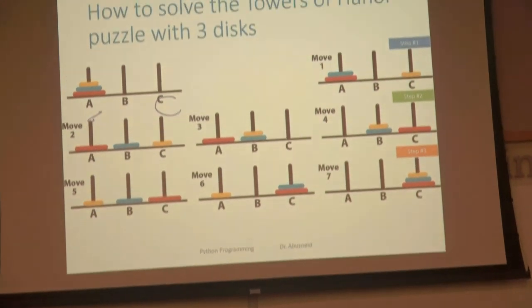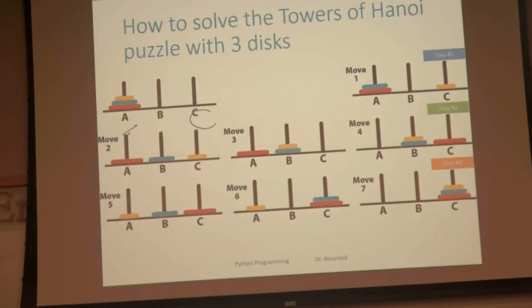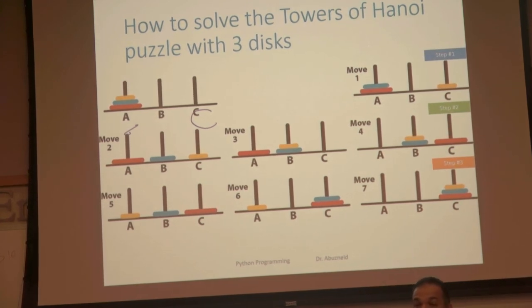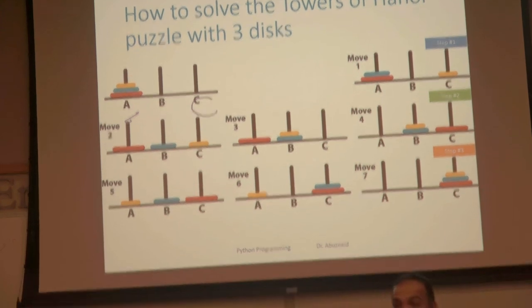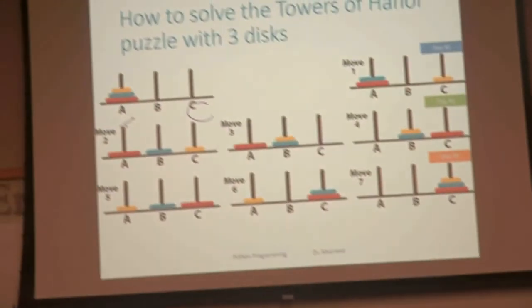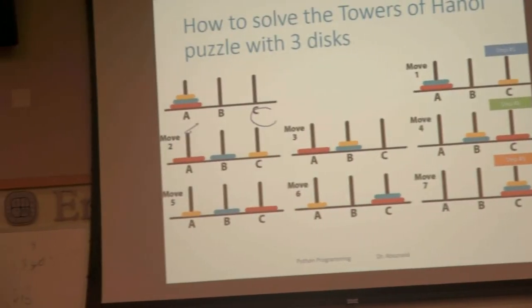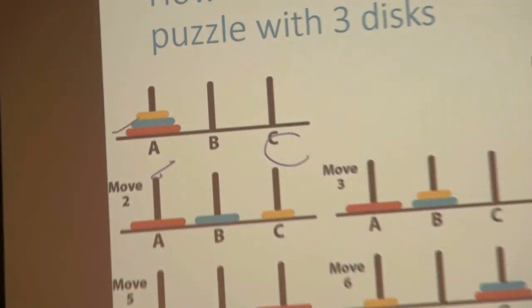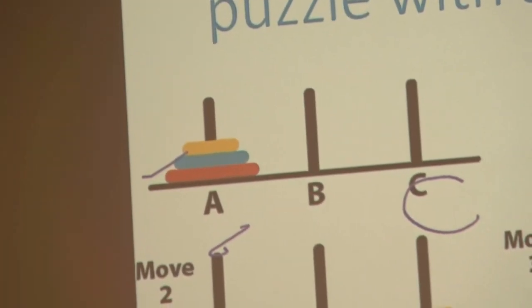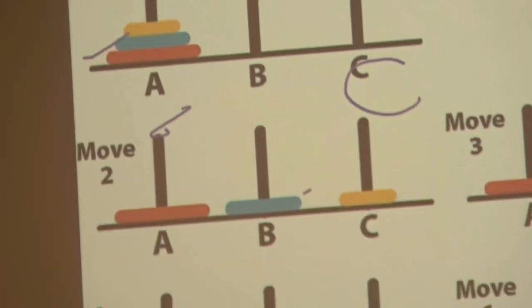But you know, I cannot move more than 1 disk at one time. So I cannot carry 2 and move them. And I cannot put a bigger one on top of a smaller one. So what is the procedure here? First of all, we take the small one, and we move it to C. Then I take the blue one and put it here.